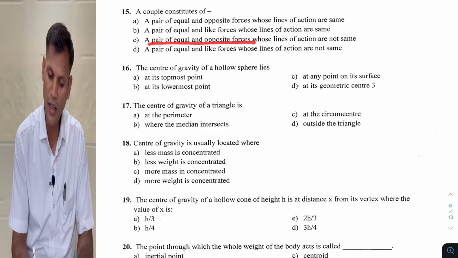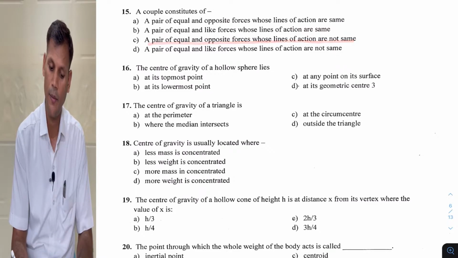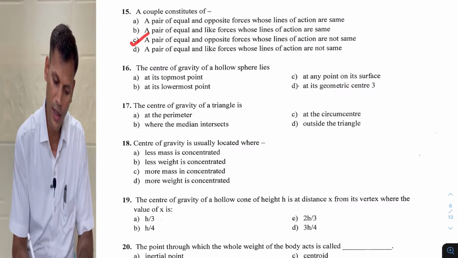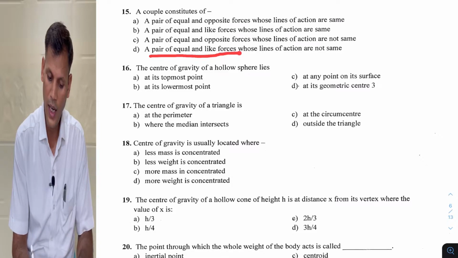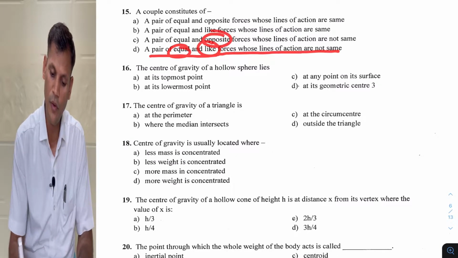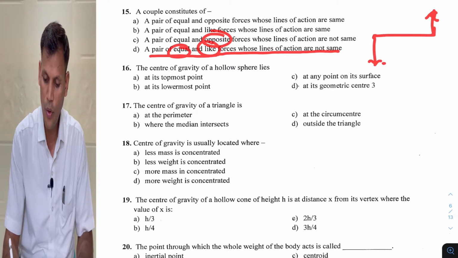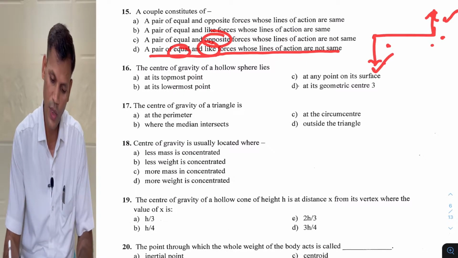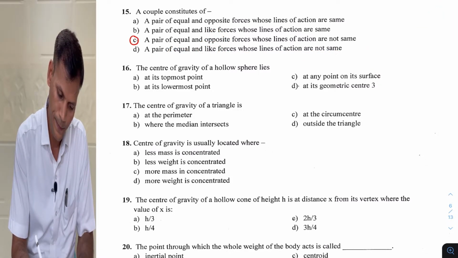A pair of equal and opposite forces whose lines of action are not the same. So of course this will be there. Here, equal and opposite forces must be there, as I drew in the diagram. Here the forces are in opposite directions, so the option will be C in this case.